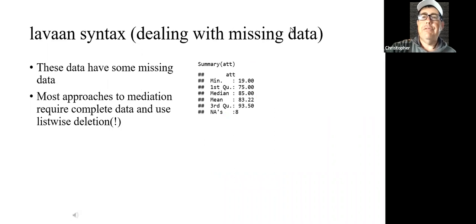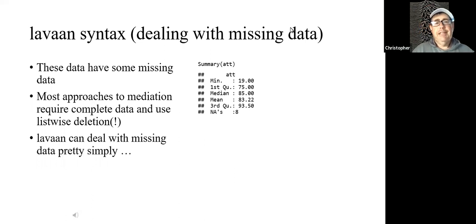All right, so Lavaan also gives us a way to deal with missing data. These data do have some missingness to them. Most approaches to mediation require complete data and use listwise deletion. Lavaan can deal with missing data pretty easily. In fact, very easily.